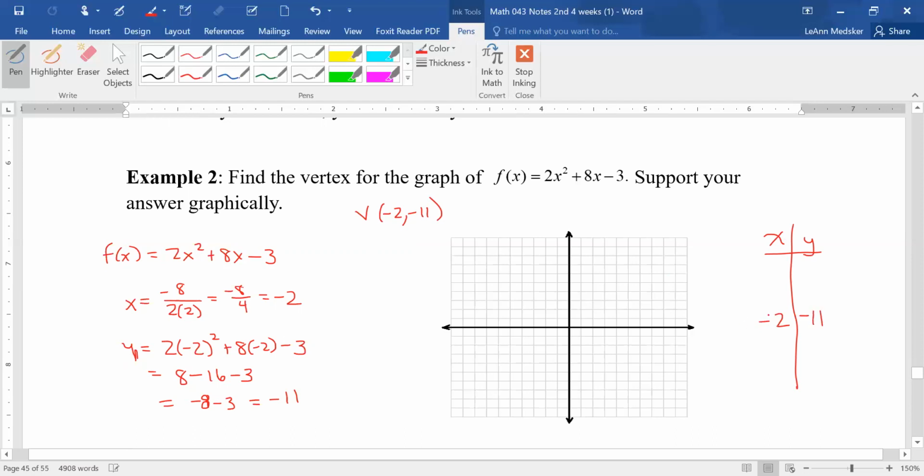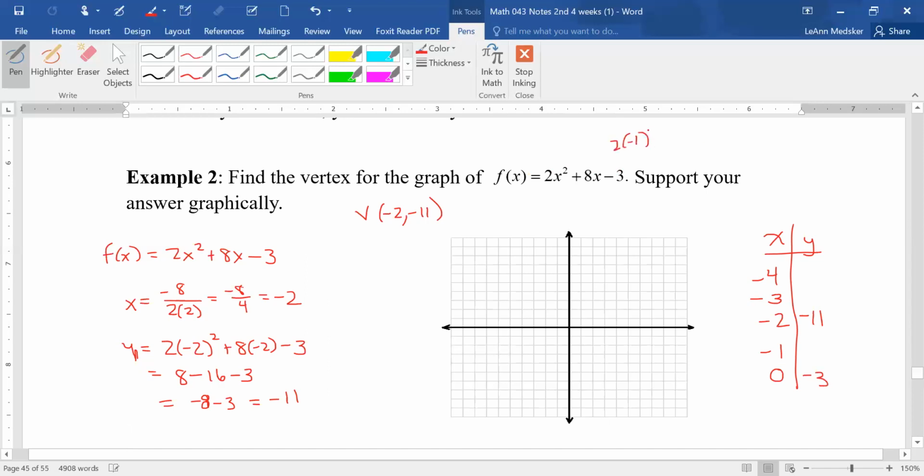What we want to prove is that this actually is the lowest point on our graph because this has a leading coefficient that is positive, which we'll define in a minute, means that it opens up. So I would pick two numbers smaller, two numbers larger, and we're going to plug them into our function. So f of 0 is really easy to evaluate. That would just be -3. The others you'll want to show work for.